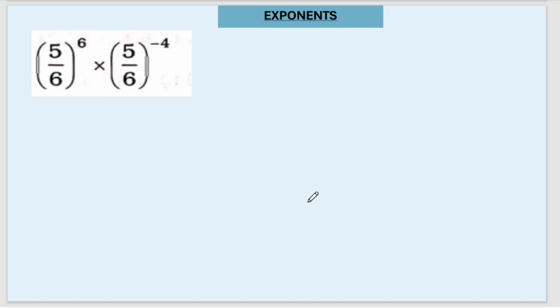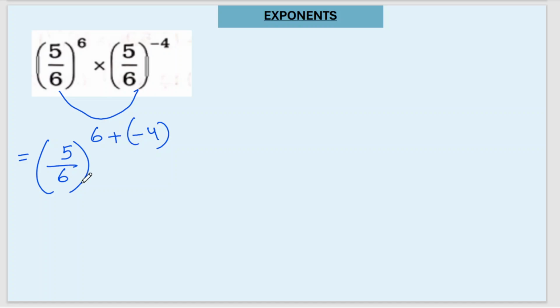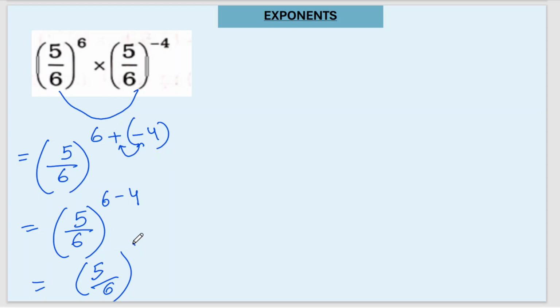5 by 6 to the power 6 into 5 by 6 to the power minus 4. So we have the same base here. That means we are going to add the powers: 5 by 6 to the power 6 plus minus 4. Always add the powers. Now 5 by 6 to the power 6 minus 4, because plus minus will give you minus. So the final answer is 5 by 6 to the power 2, or you can write 25 by 36.